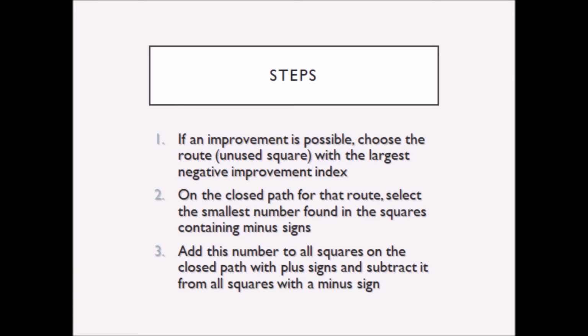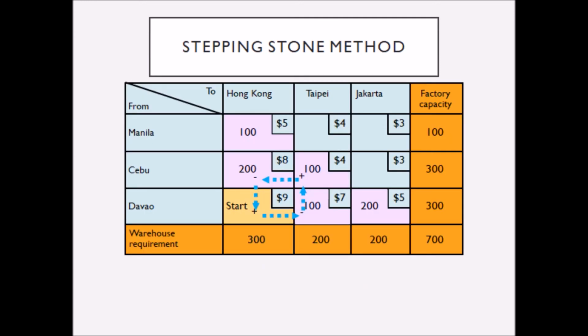So here's how it goes. In the case of Davao to Hong Kong, we do a loop around it, around the used squares. We do it just like the one a while ago, wherein we go to the right to Davao to Taipei, next to Cebu to Taipei, to Cebu to Hong Kong, until we go back to Davao to Hong Kong.